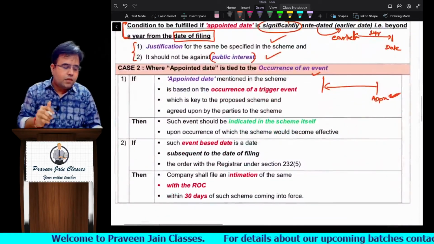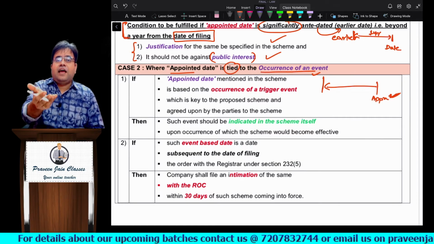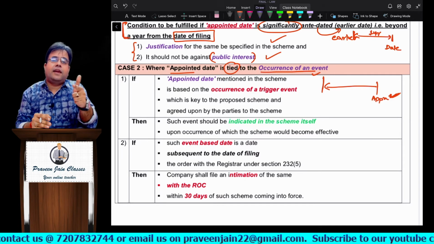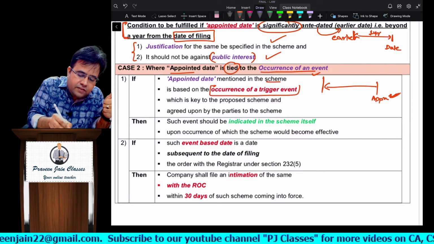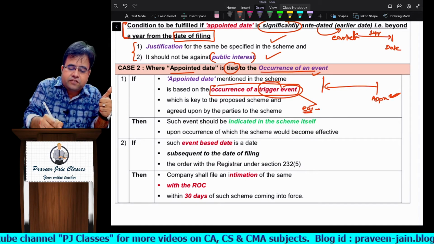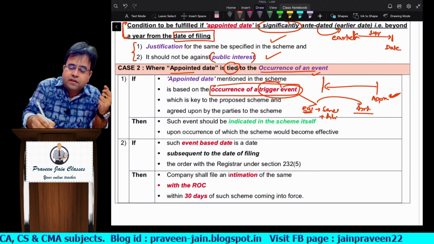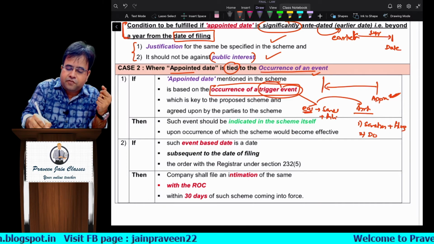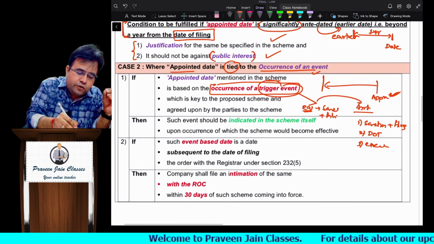Now let's see where the appointed date is tied to an occurrence of an event, for which I have already taken two examples at the start of the exam class: Equitas and Airtel. If the appointed date mentioned in the scheme is based on the occurrence of a triggering event, what was the triggering event in the case of Equitas? Sanctioning of the scheme plus filing with ROC. In the case of Airtel, it was sanctioning of the scheme plus filing with ROC, Department of Telecommunication, and execution of the agreement. So it is based on some triggering event which is key to the proposed scheme.